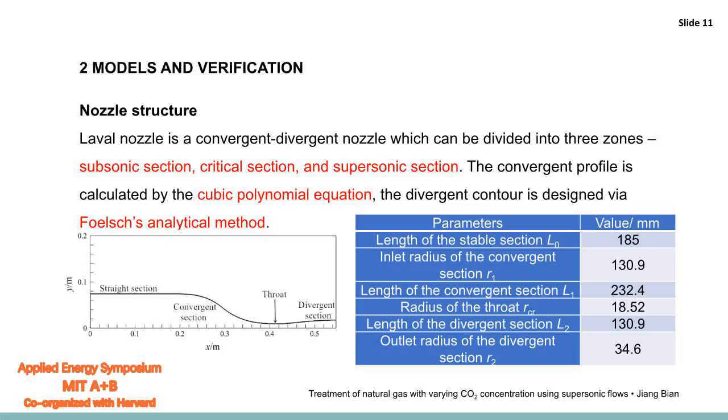The nozzle mainly includes three parts: subsonic section, critical section, and supersonic section. The length and diameter of each section are shown in this table.